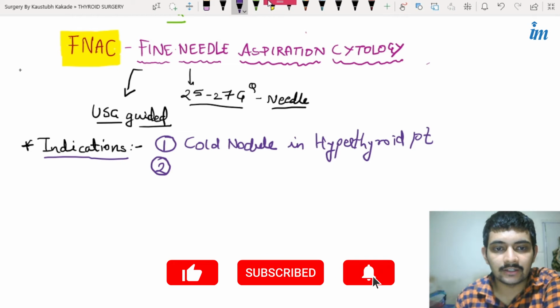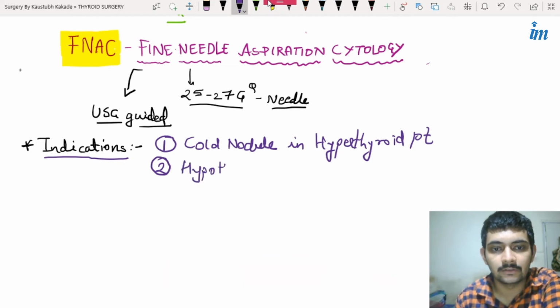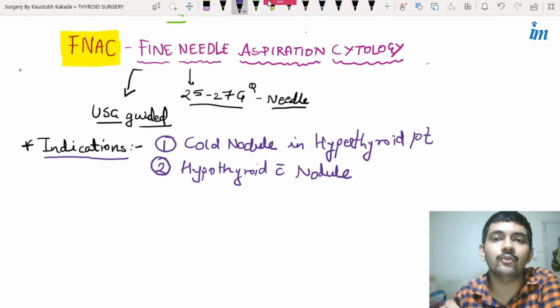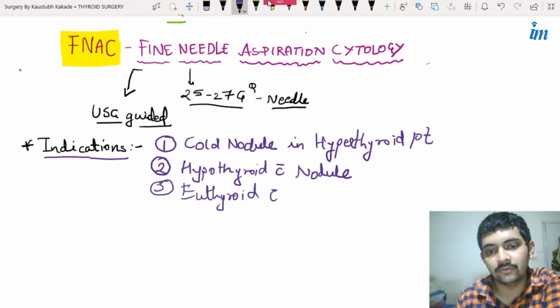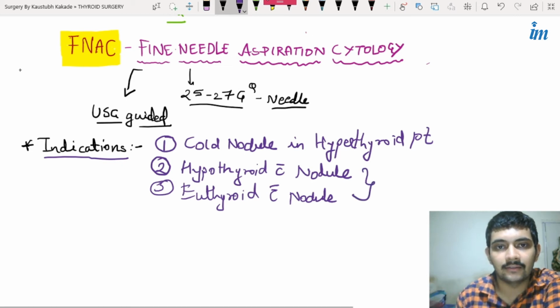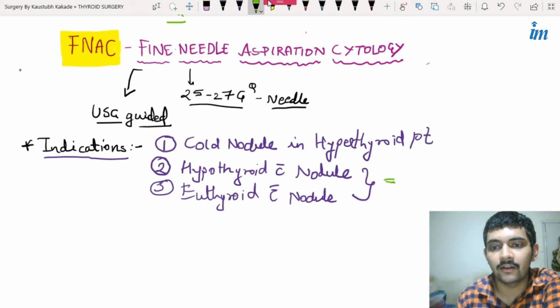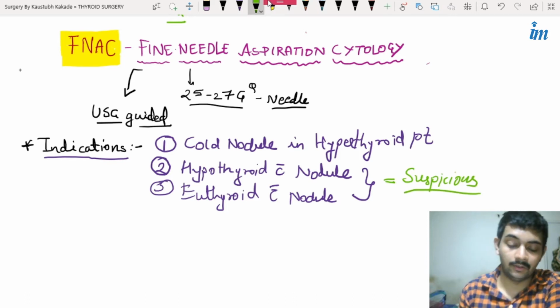Secondly, if the patient is hypothyroid and he has a nodule. Third, if a patient is euthyroid and he also has a nodule. But it's very, very important to understand that these two indications are only if they are suspicious. Only if they are suspicious, right?